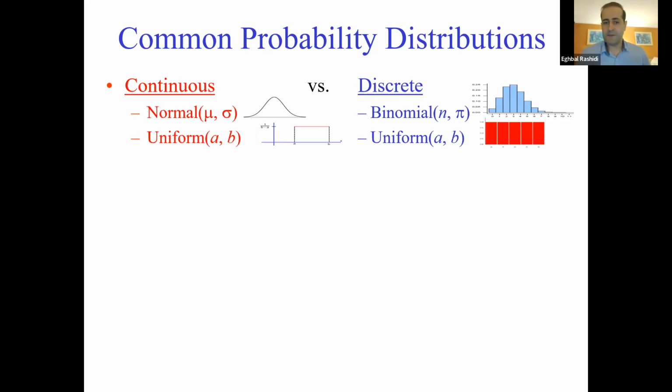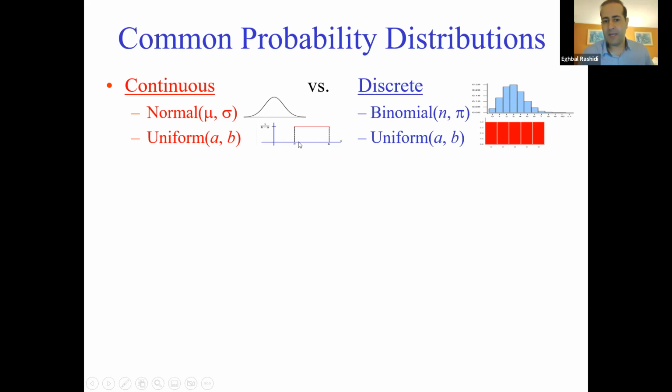Another example of continuous, and also we have it for discrete as well, is the uniform distribution. As the name says, it has the same level of probability, the same likelihood, for every possible outcome. For the uniform distribution from A to B, A is the minimum possibility and B is the maximum possibility, and any value between A and B has the same chance here. It's also called the rectangular distribution.